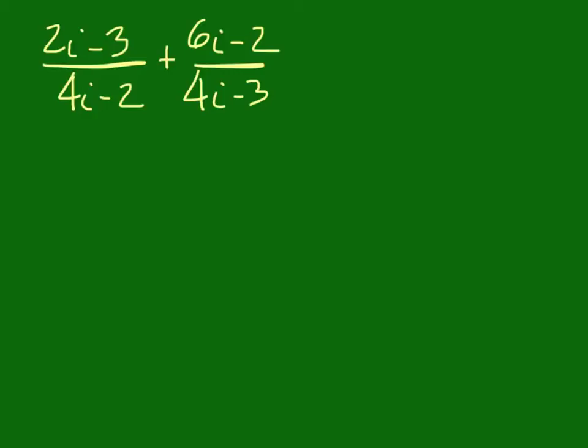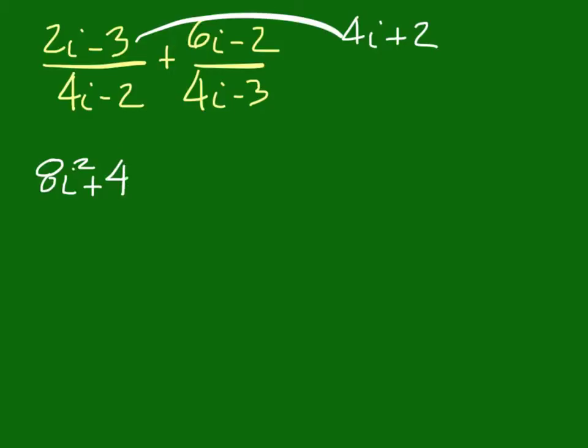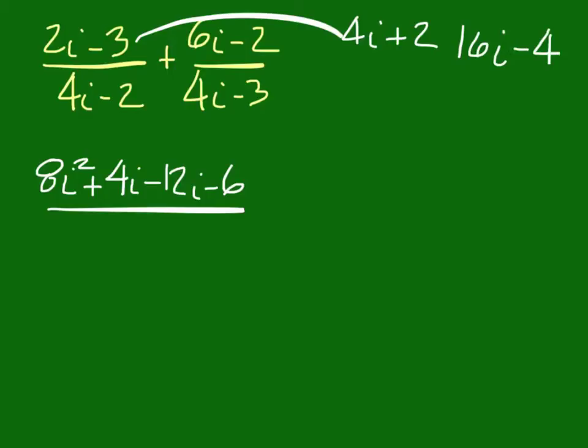Alright, on this one, I'm going to simplify this one first, multiplying by 4i plus 2, and on the top, that would give me 8i squared plus 4i, and then minus 12i, and minus 6. On the bottom, a difference of 2 squares would be 16i squared minus 4. So that would be a negative 16 minus 4, which is a negative 20.